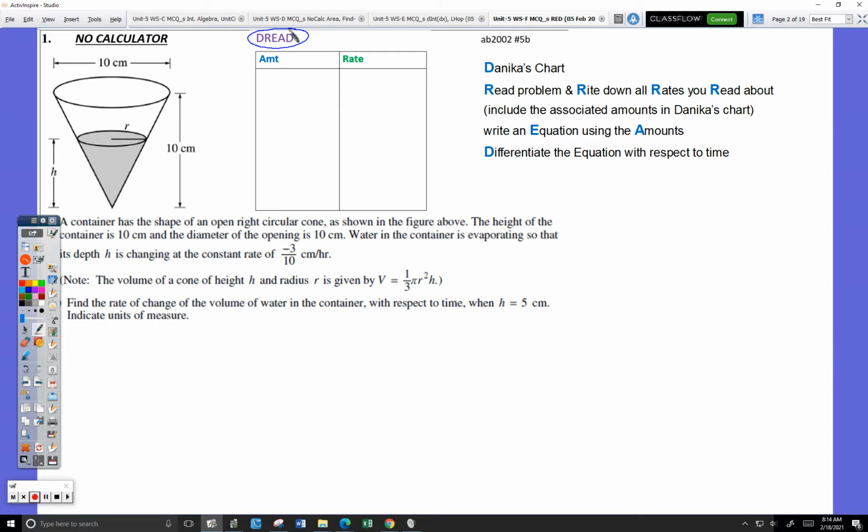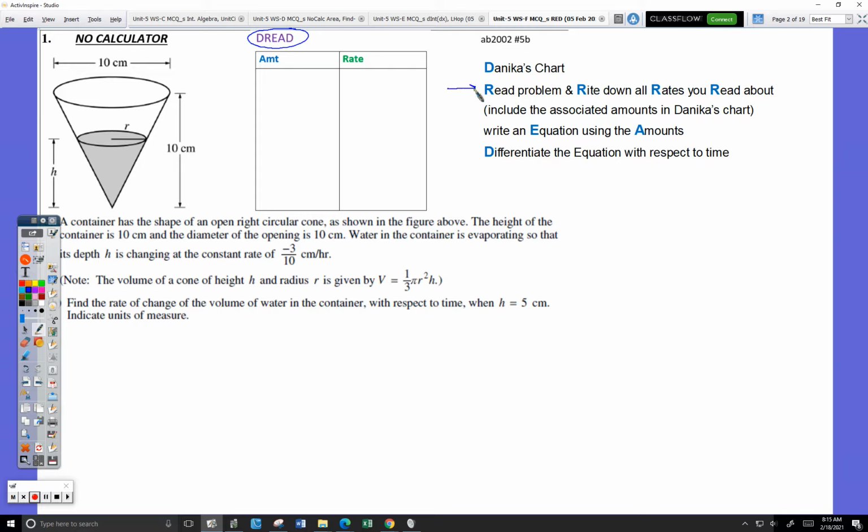So the D stands for, you can see over here, I said help you with your notes. The D is for Danica's chart. I don't need the increasing, decreasing stuff. I just need to remember that a related rate problem is all about amounts and rates. So I make a quick table, amount and rate. That's what the D stands for. So first thing is, from the reading, you do have to deduce that it's a related rate problem. Then you go, okay, related rate, and you use the DREAD kind of idea. Second one right here.